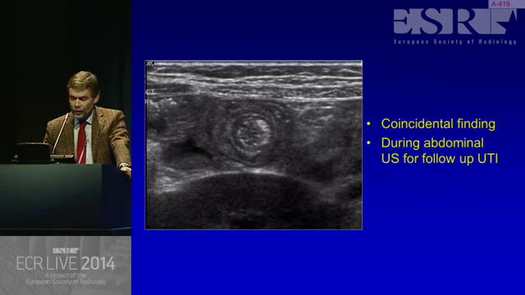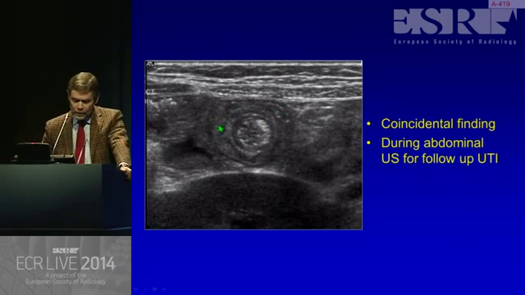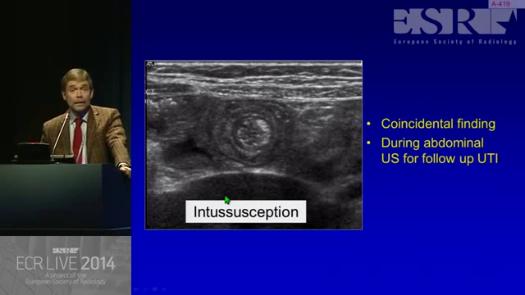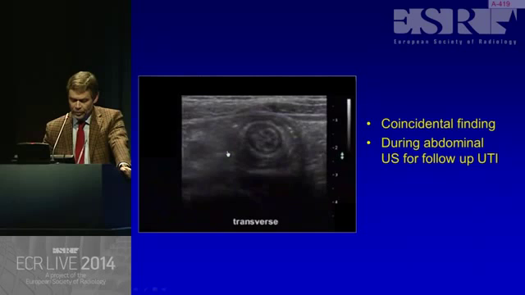This is an often found coincidental finding during abdominal ultrasound, in this case for follow-up of a urinary tract infection. And since we are looking at the bowel loops more and more often, we see this more often, and it's just a normal variant. It's an intussusception, yes. And should we treat it? No. Because look at this intussusception. It's moving. The intussuscepted loop is moving within the intussuscipiens.